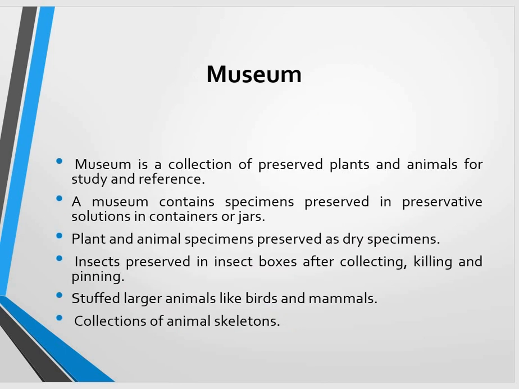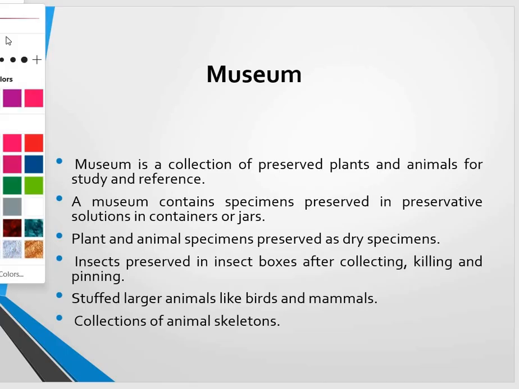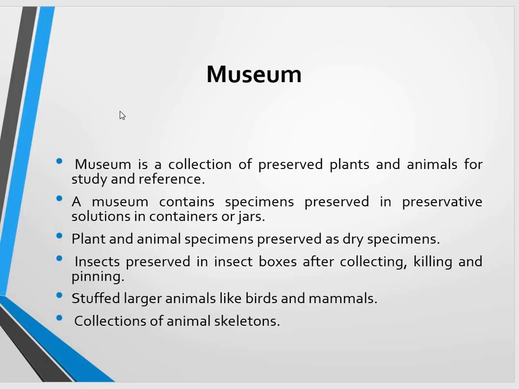Now we are coming to another taxonomical aid, that is the museum. Museum is a much known term, and it is again a place where things are kept and preserved. So it's a collection of preserved plants and animals which can serve as a reference for the further study of plants and animals. It contains specimens preserved in preservative solutions.